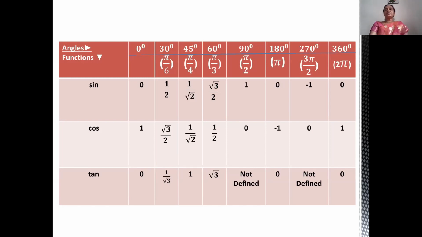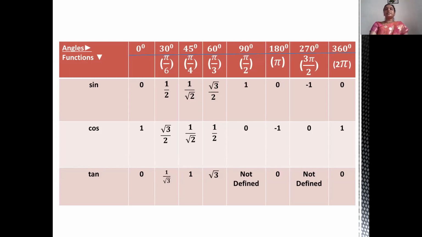What we have studied in 11th standard: on your screen, there is a table containing angles and trigonometric functions. I have written angles in degrees above: 0 degree, 30 degree, 45 degree, 60 degree, 90 degree, 180 degree, 270 degree and 360 degree. As well as I have written these angles in radians below.